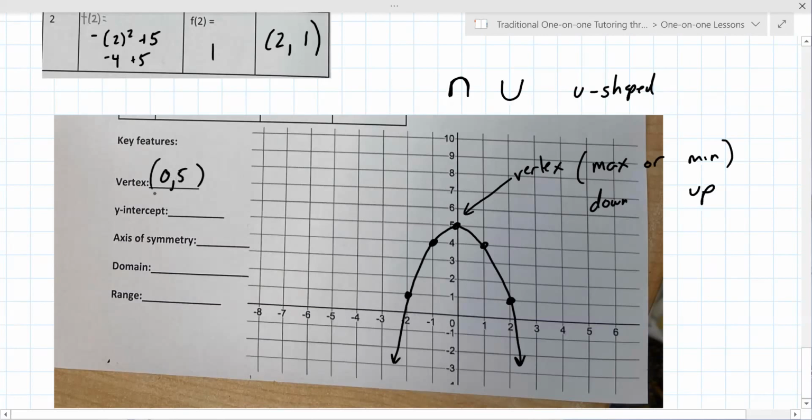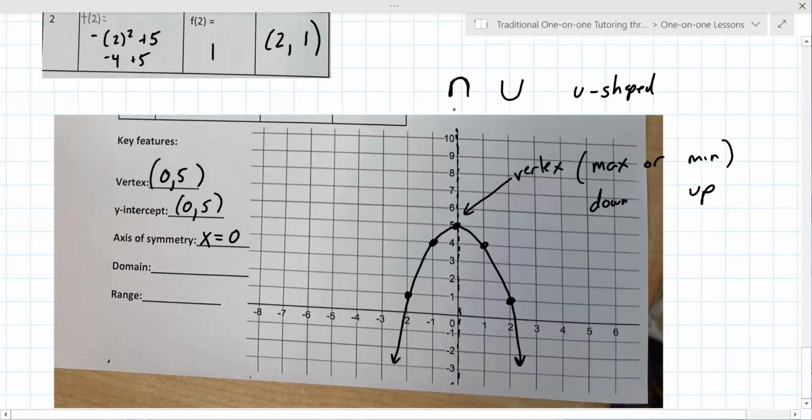And then I guess the y-intercept would also be 0, 5. Yeah, this is where it crosses the y-axis. All right, axis of symmetry. Yeah, so there's a line. If you were to cut this right down this place, and it does happen to fall on the y-axis, it's the x value of 0. The x is always 0 along this line.